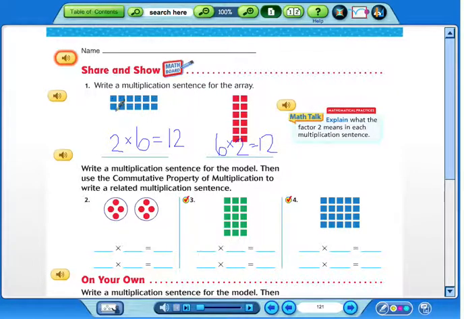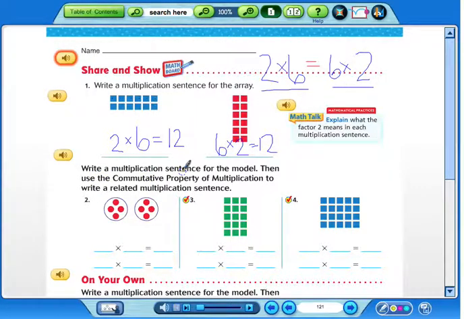So I realized by making arrays that I have 2 times 6 is equal to 12, but also 6 times 2 is equal to 12. That's the commutative property of multiplication. We can actually write it like this. We can write 2 times 6 is equal to, notice I use the equal sign, 6 times 2. That's just saying that 2 times 6 is the same thing as 6 times 2. That's the commutative property.